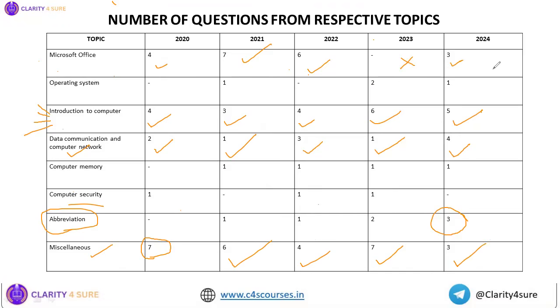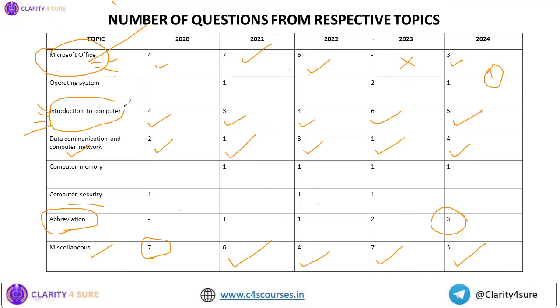So what is the key takeaway? Number 1, you cannot miss MS Office. You need to be very thorough. What do you need to see in it? Shortcuts, the views and menus, then we need to see the different commands which are there. So this is your MS Office.